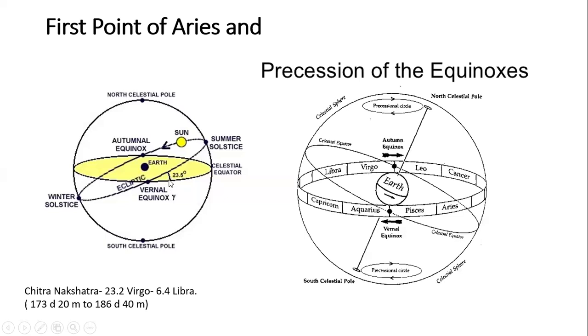So this was the initial Nirayana point, and this is the actual point currently, where the Sun is coming back. This angular difference is 23 degrees and 50 minutes. That is the difference of the Indian system with the Western system. Now, the question comes whether it is right or wrong.